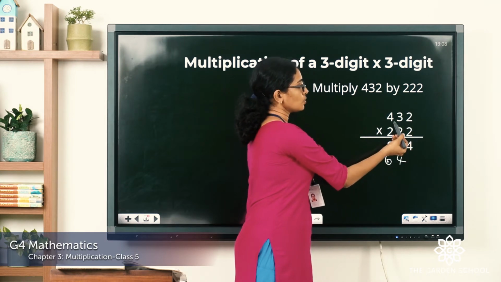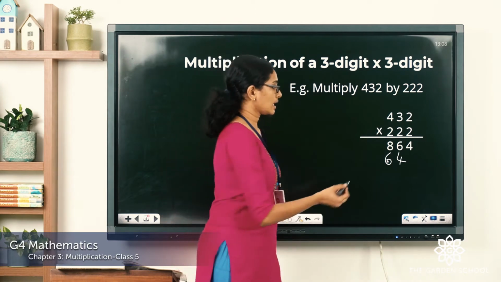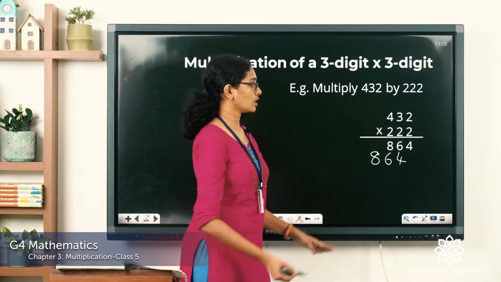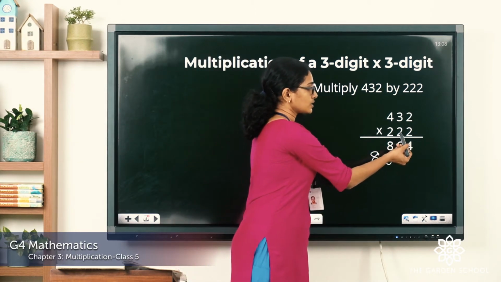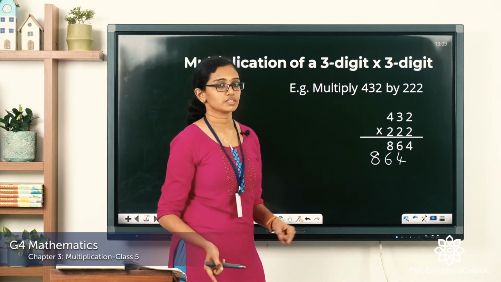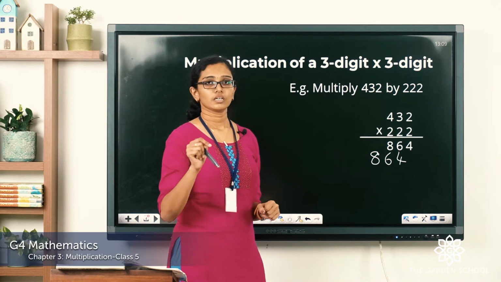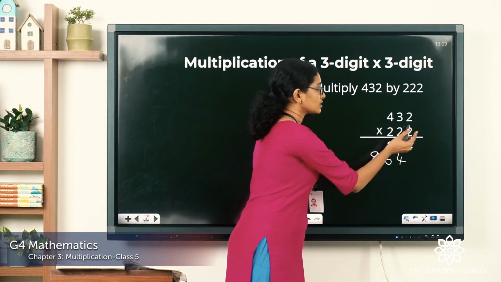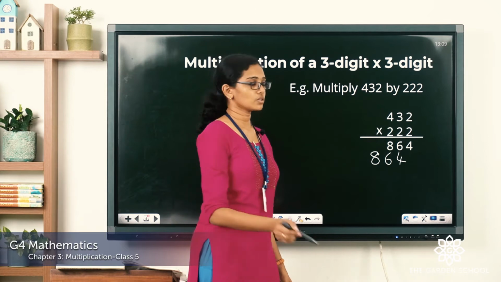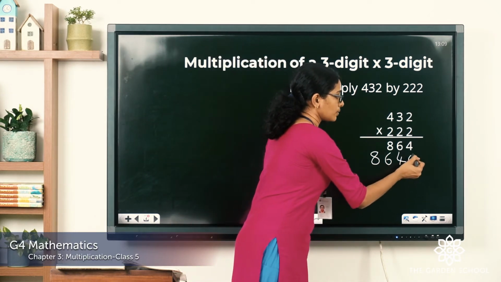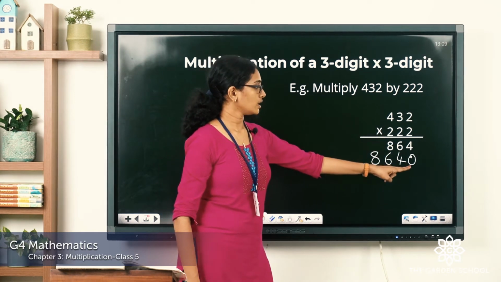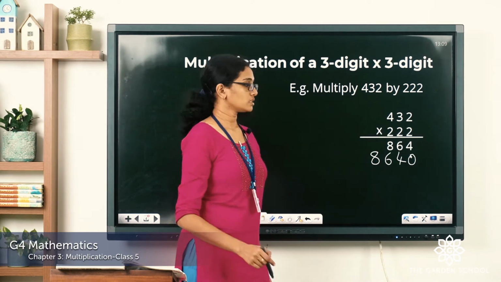Now you do 2 into 4. 2 into 4 is 8. You write that in the thousands column. Why? Because 20 or 2 tens into 4 hundreds gives you 8 thousands. So you write that 8 in the thousands column. Now, since we actually multiplied with the place values, make sure you insert the proper number of zeros to correct the places. So here you have to put 1 0.